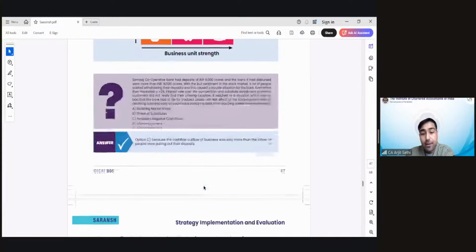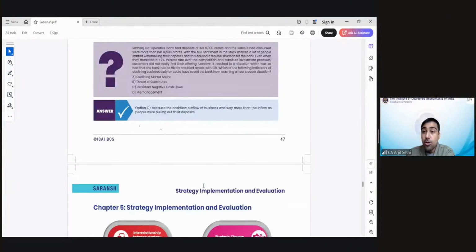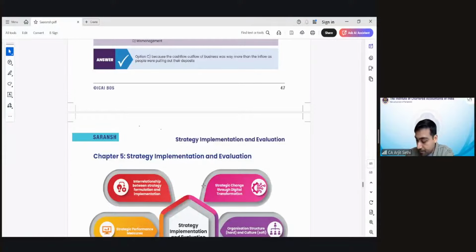These are the 4 matrices or 4 tools of strategic analysis when you have multiple businesses, multiple products. That was chapter number 4.